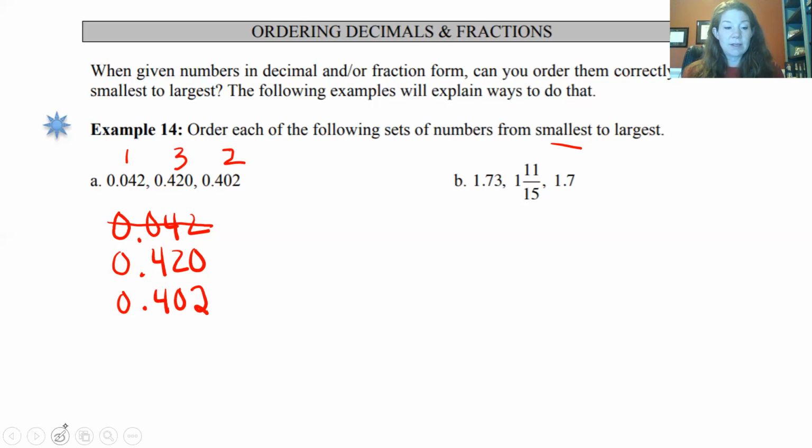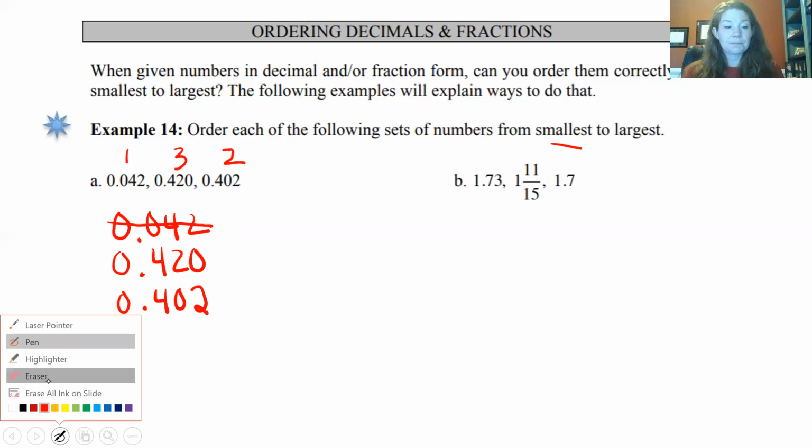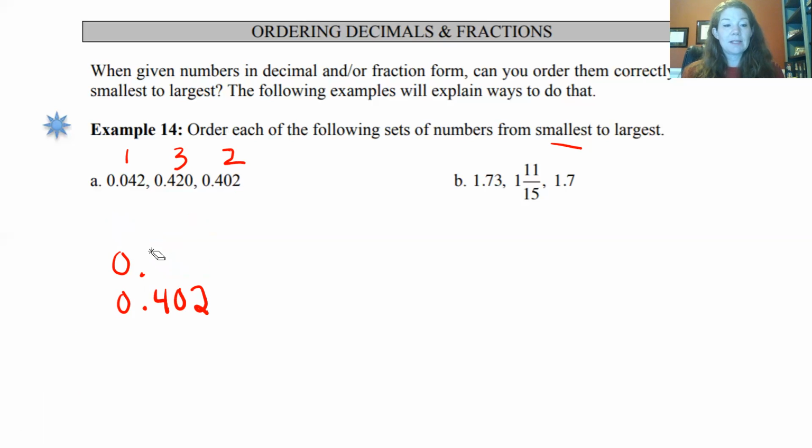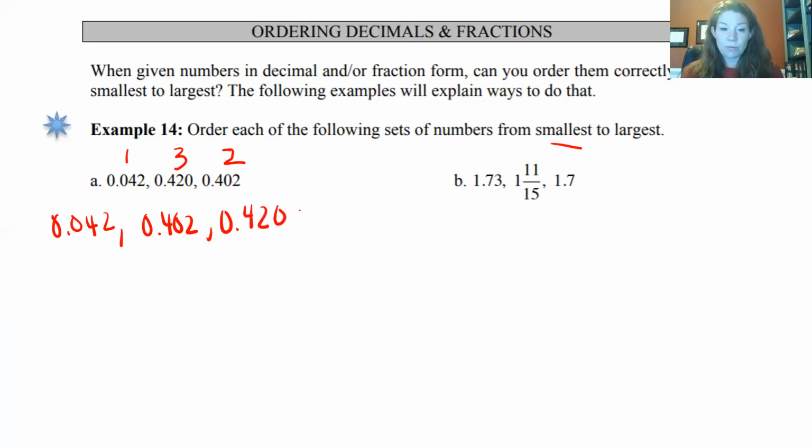So when we order them, just write them in order. So we have 0.042 is the least, 0.402 is in second place, and the largest number is 0.420. All right, now look at letter B. We have 2 decimals and 1 fraction.